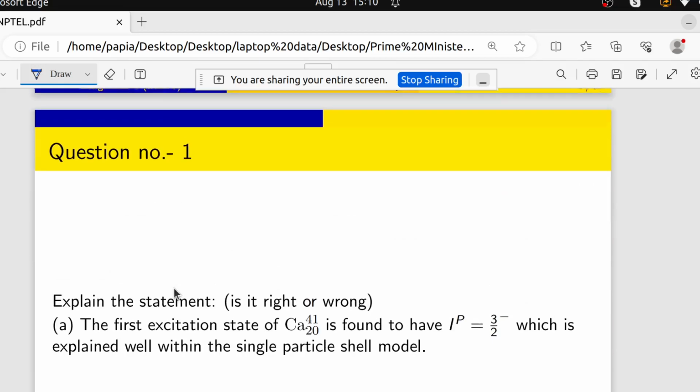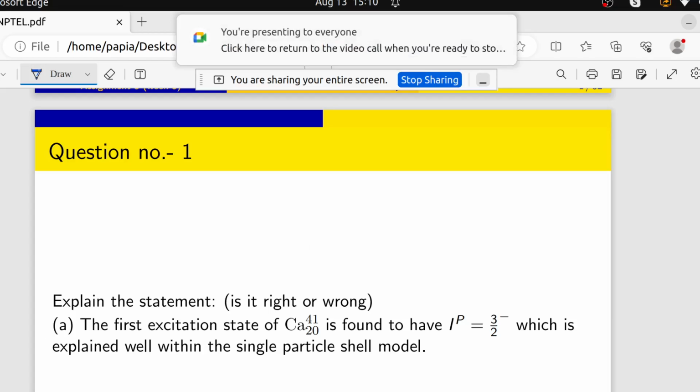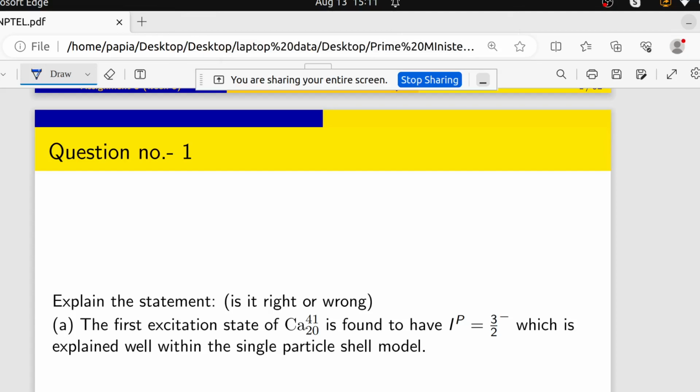Now coming to the first question. In that first question it was asked that the first excitation state of calcium-41 is found to have I^P = 3/2 minus, which is explained well within the single particle shell model. This is a statement. Is this statement correct or not? That is the question. So at first we have to calculate what will be the first excited state I^P value for calcium-41. Is it 3/2 minus or not? If it is 3/2 minus, then the statement is correct.